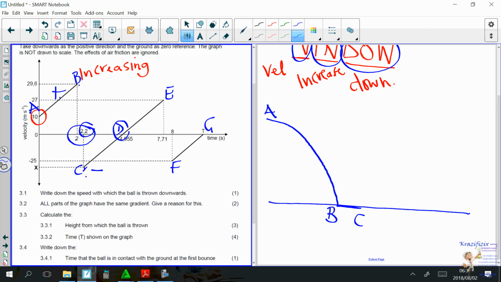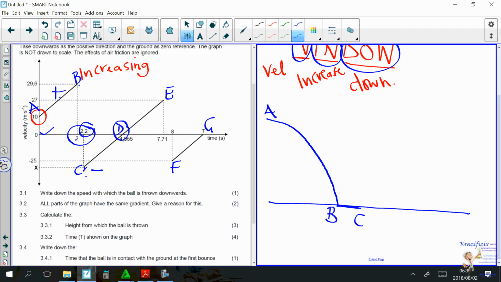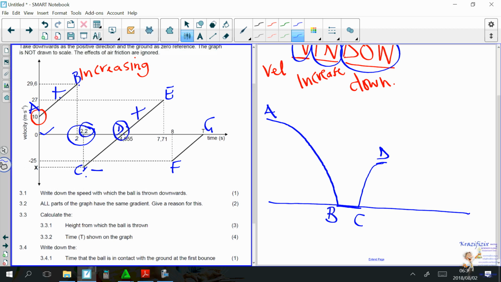It gets to point D. And the velocity here is 0. Velocity at maximum height. So that means the object changes direction and bounces up. All right? Reaches the maximum height. What happens here? It's now positive again. They said take positive as down. So every time it's on the positive side, it's actually going down. So D to E must be down.